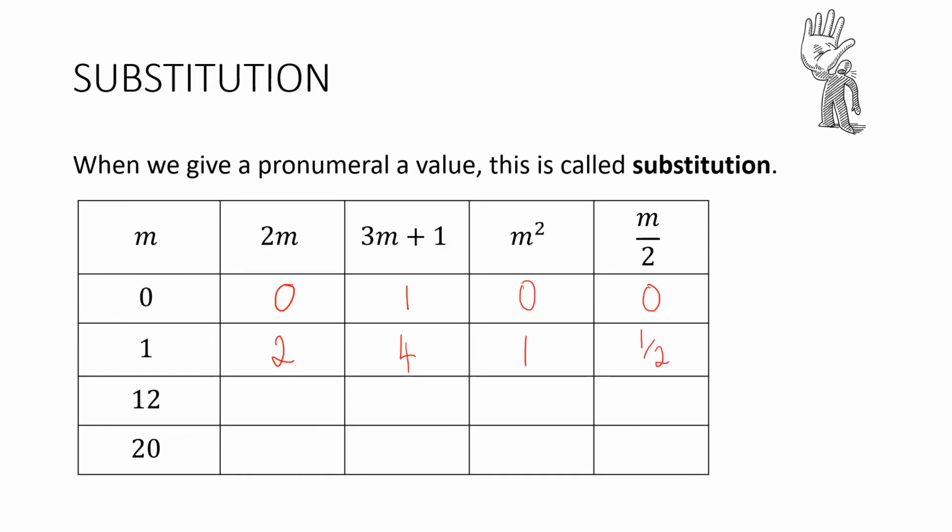Now we're going to put 12 in. 2 times 12 is 24. 3 times 12 is 36, plus 1 is 37. 12 times 12 is 144. 12 divided by 2 is 6.